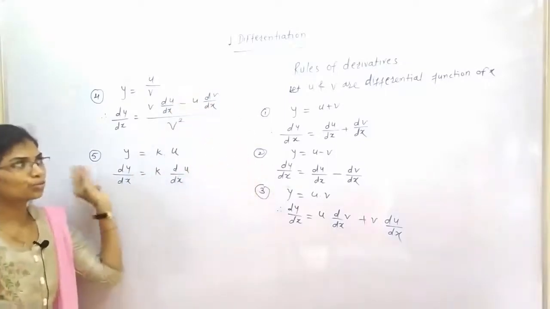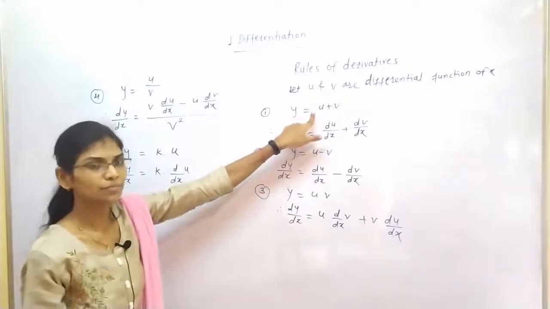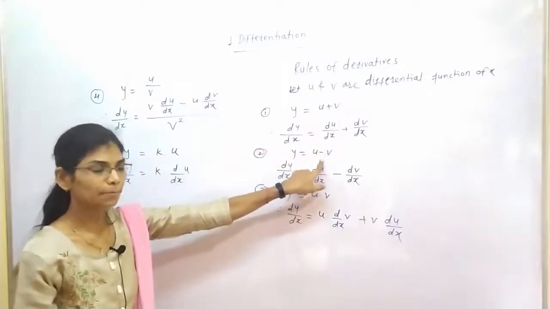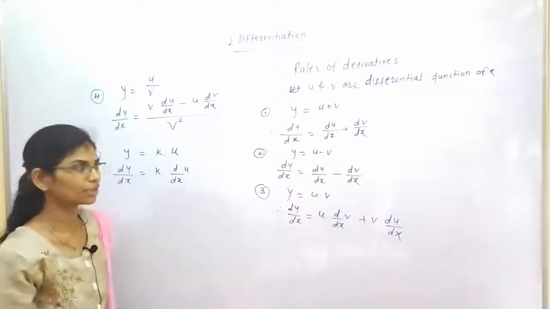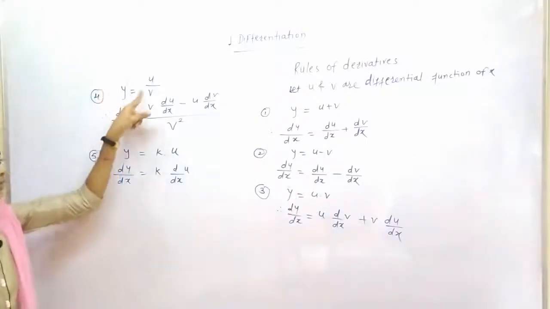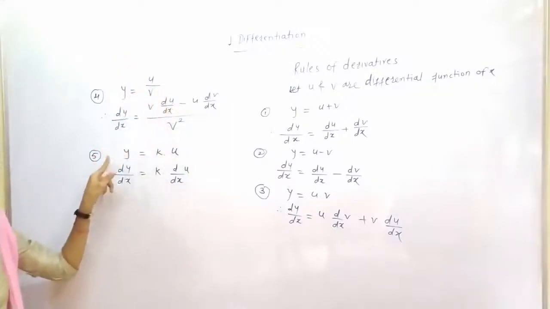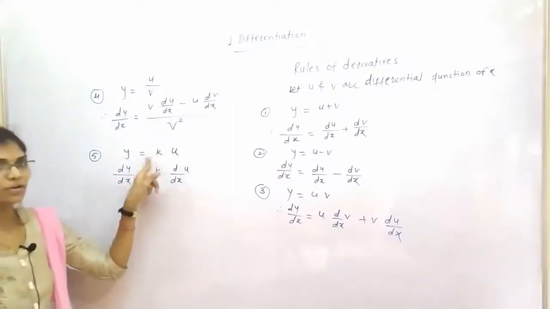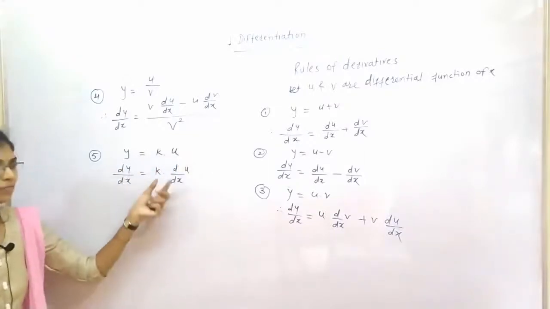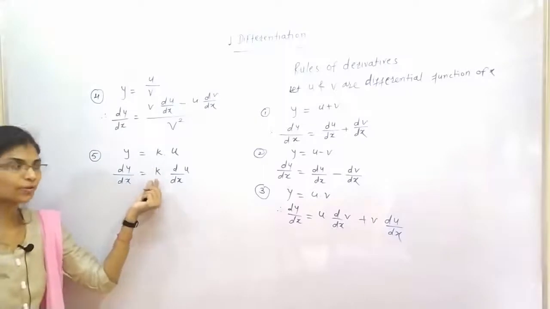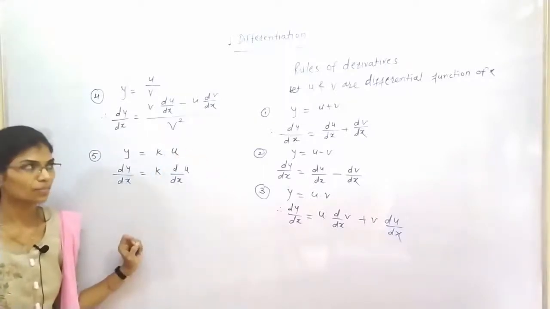These are some rules of derivatives. First one is for addition, second one is for subtraction, third one is for y is equal to u into v, the multiplication form, fourth one is for the divide form, that is y is equal to u by v, and the last one is for whenever a constant is multiplied by any function. At that time we take the constant out of the derivative and take the derivative only for the main function.